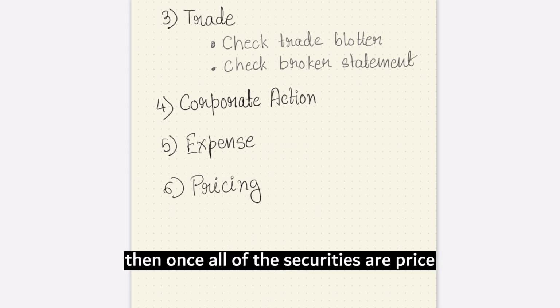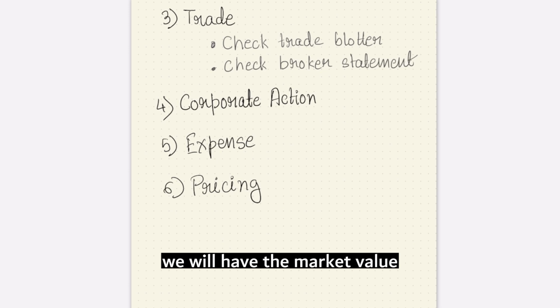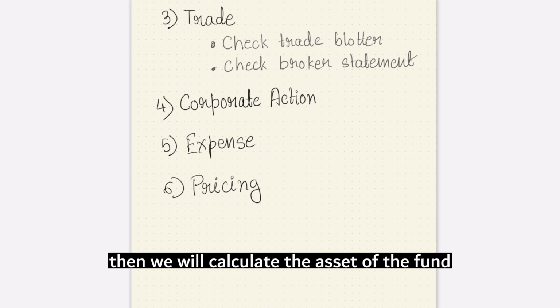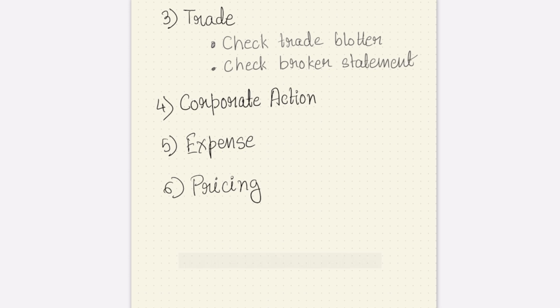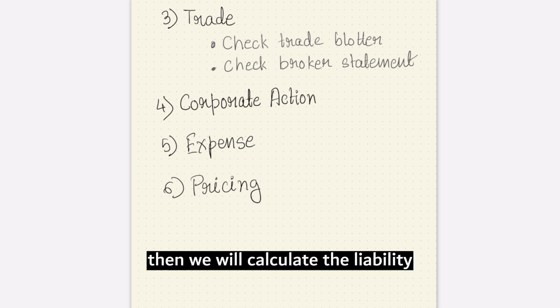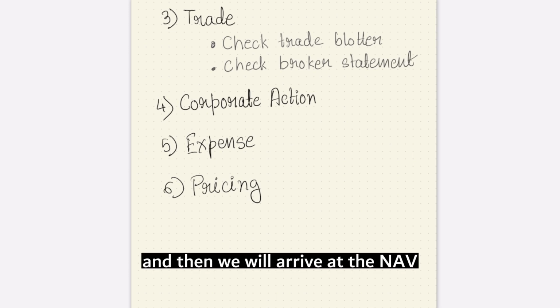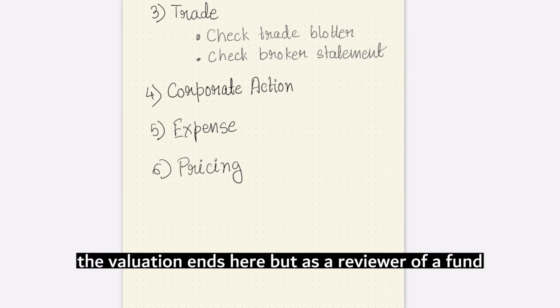Then once all of the securities are priced, we will have the market value. Then we will calculate the assets of the fund, which include the current market value, income, trades, and unrealized gain and loss in the fund. Then we will calculate the liability, which is inclusive of the expenses and payables in the fund. And then we will arrive at the NAV. The valuation ends here.